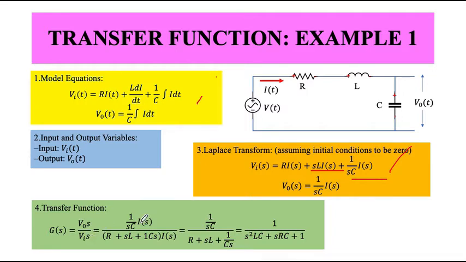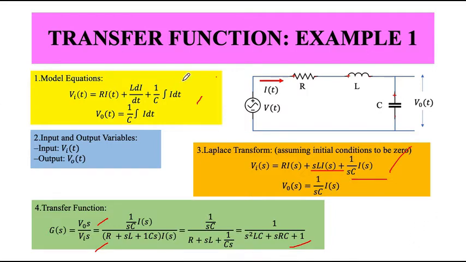I would always do this: V naught by Vi, this guy divided by this guy. So I have 1 by s square LC plus sRC plus 1. So I just end up with the transfer function.